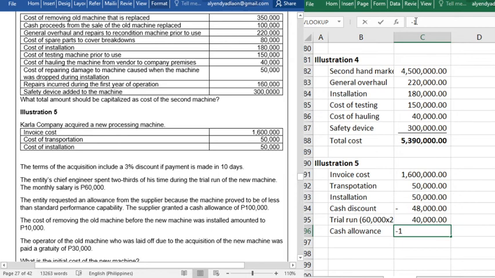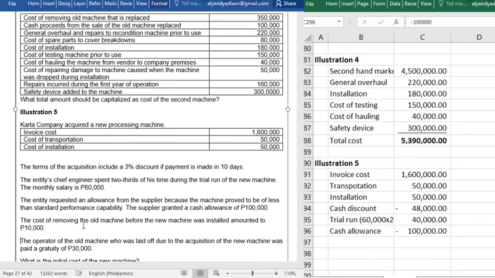So there is a cash allowance because of the performance capability of the machine, which is less than standard. So of course, we saved for this one, and so we have to deduct it from the cost of machinery. Next, the cost of removing the old machine before the new machine was installed amounted to 10,000 pesos. Now again, cost of removing the old machine, it is related to the old machine, so therefore it will not be added to the new machine, but rather it is expensed immediately.